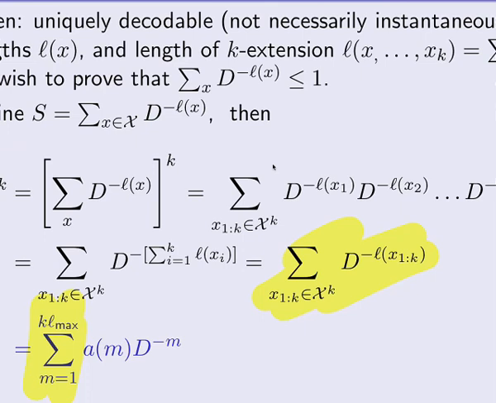A of m is going to be the number of source sequences that have that particular length, and all of them are multiplied by D to the negative m. So that's going to be the same quantity.